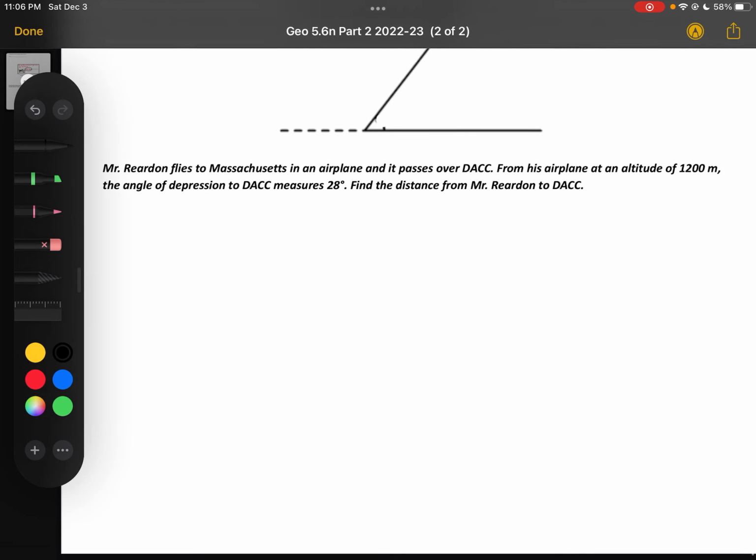So we'll go over an example from here, and we can take a look at what we have. Mr. Reardon flies to Massachusetts in an airplane, and it passes over DACC. From his airplane at an altitude of 1,200 meters, the angle of depression to DACC measures 28 degrees. Find the distance from Mr. Reardon to DACC. So, taking a look, another beautiful drawing coming your way.